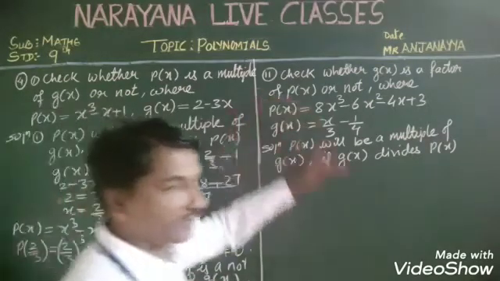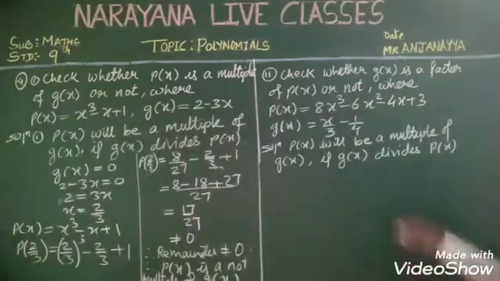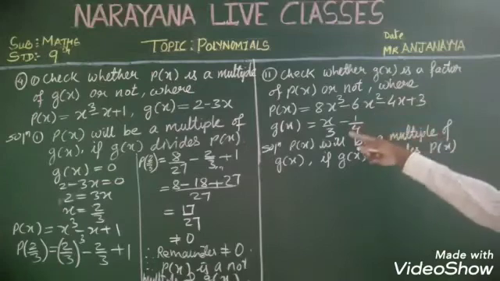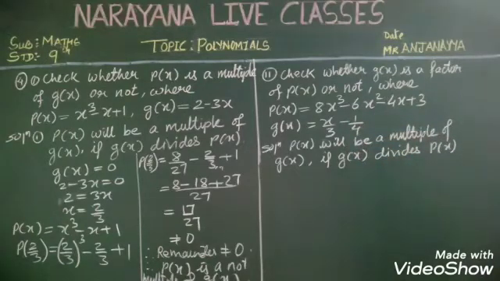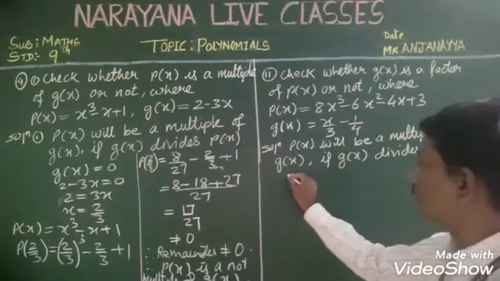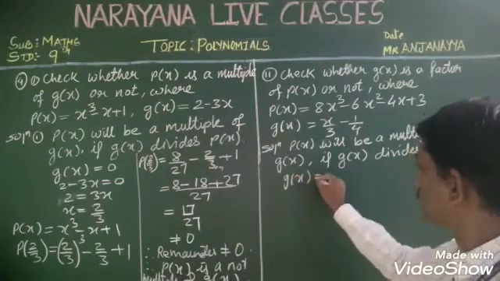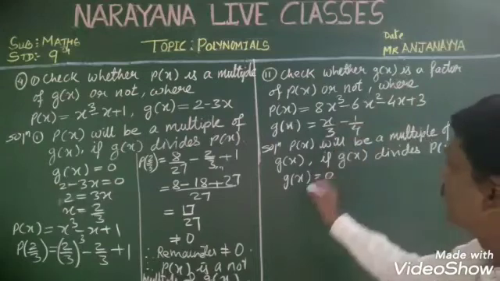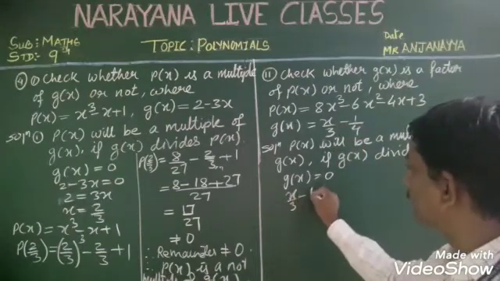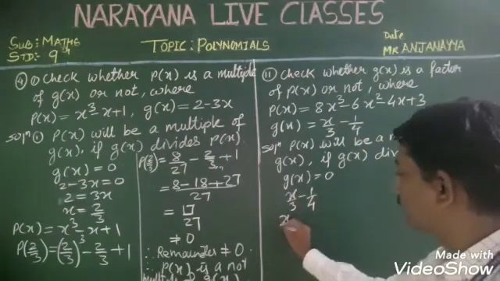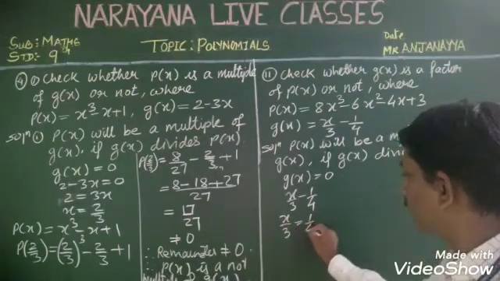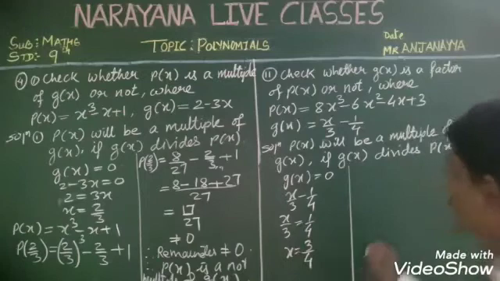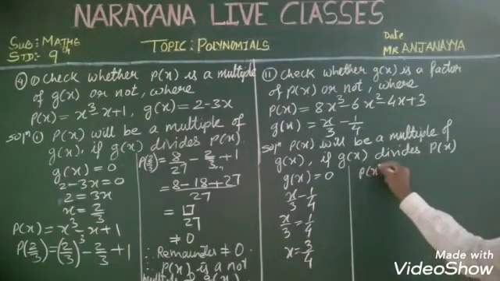In the same way, the second part of the question: check whether g of x is a factor of p of x or not. Again we will take g of x as 0. What is g of x? g of x is nothing but x by 3 minus 1 by 4. So this can be simplified as x equal to 3 by 4. Now this 3 by 4 I will substitute in p of x.